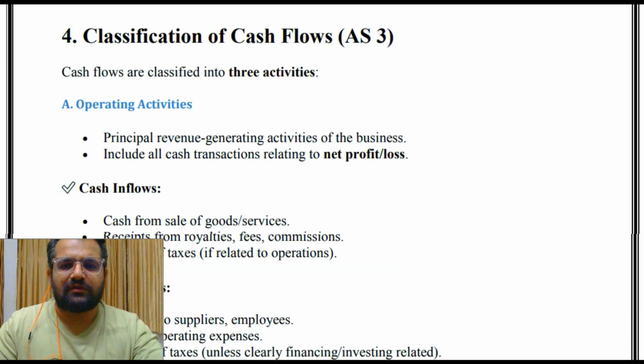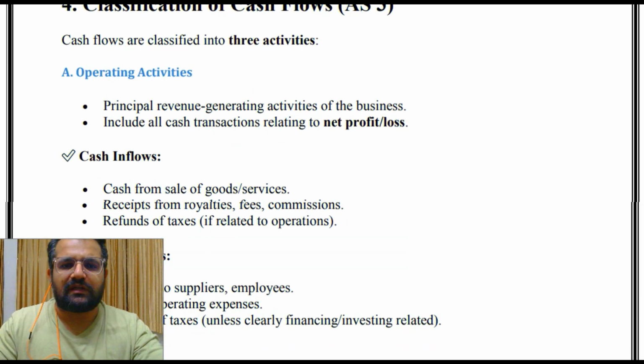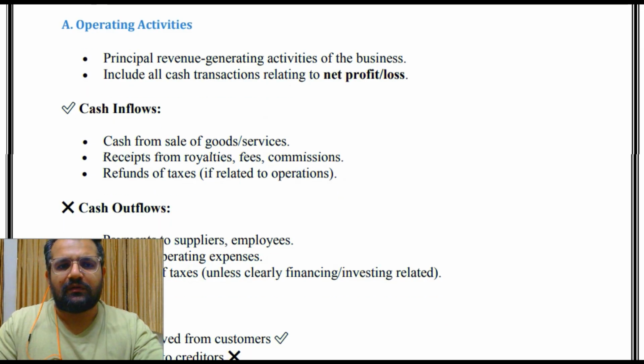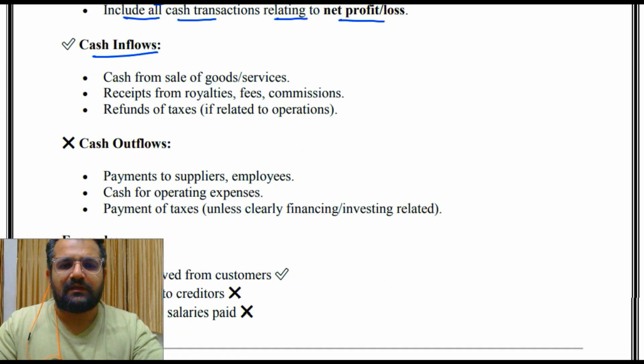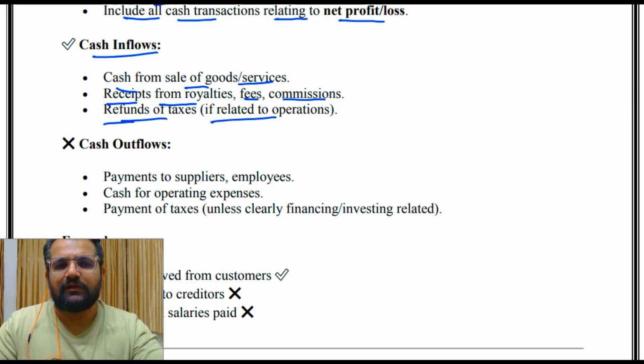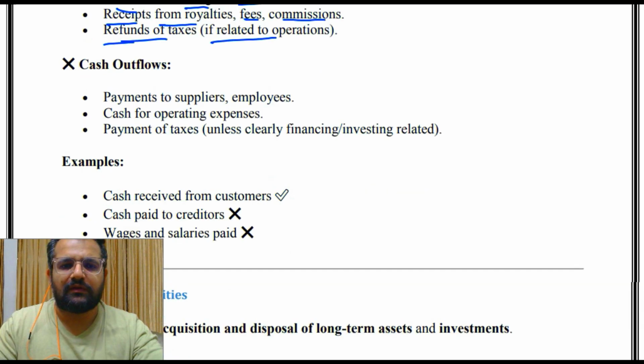Then classification of cash flows, AS 3. Cash flows are classified into 3 activities. Operating activities: principal revenue generating activities of the business, which include all cash transactions relating to net profit या loss. Then cash inflows, क्या होगा इसमें? Cash from sale of goods, services, receipts from royalties, fees, commissions, refunds of taxes if related to operations. Then in cash outflows: payment to suppliers, employees, cash for operating expenses and payment of taxes, unless clearly financing or investing related.